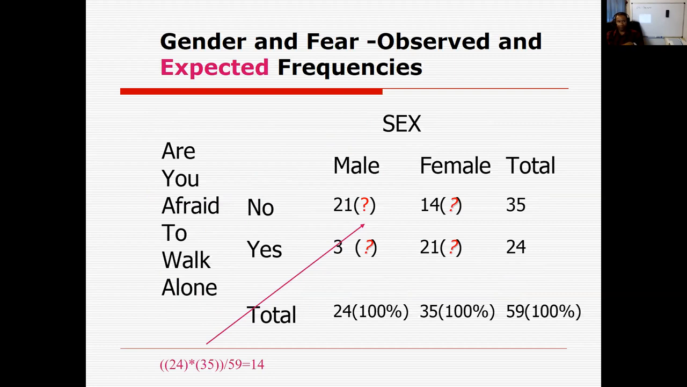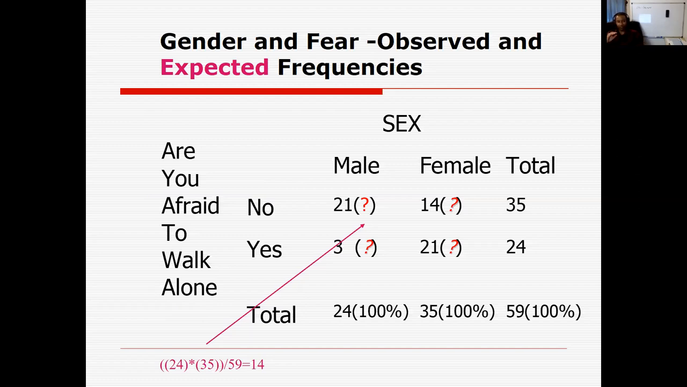How many? Six. No, what you see to the right are totals. Oh, so four. So we have four cells. We have males who said no, males who said yes, females who said no, females who said yes. So we have four cells.